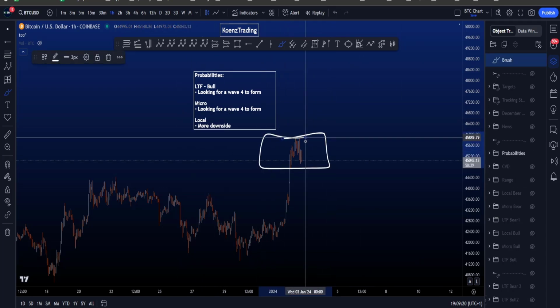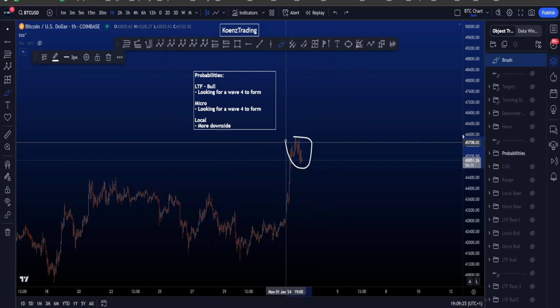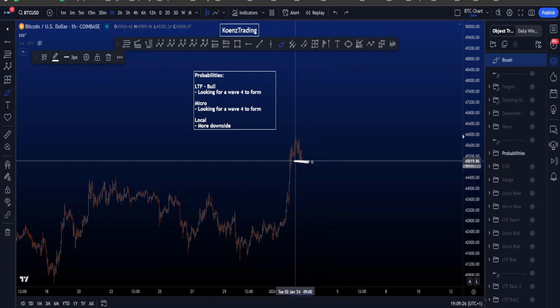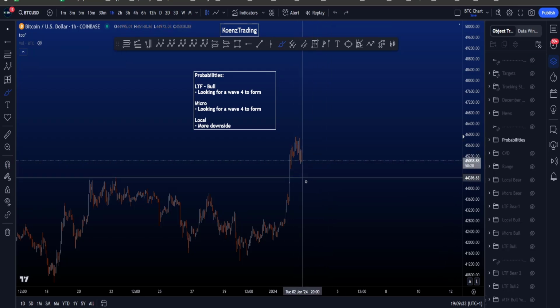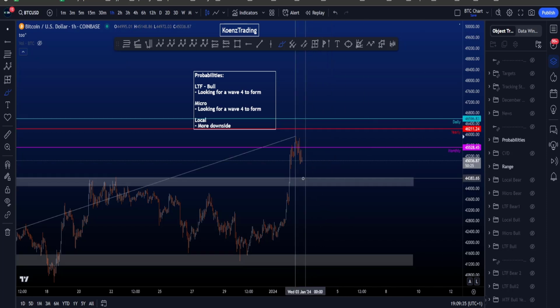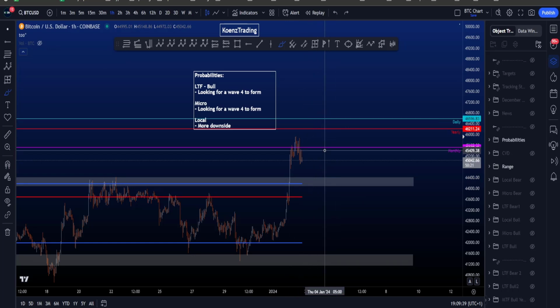On the micro over here, we are then also looking for a wave 4 to form, and more locally based on the local market structure over here and the little 886 touch that we have, probabilities are higher. We're still going to see a bit lower prices before then potentially that return for a move to the upside, where we have the important support below and the important resistance above.